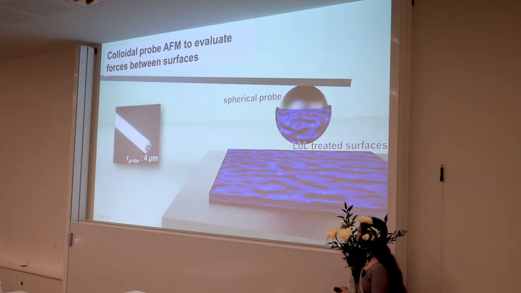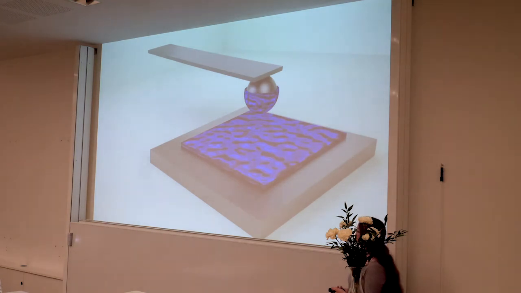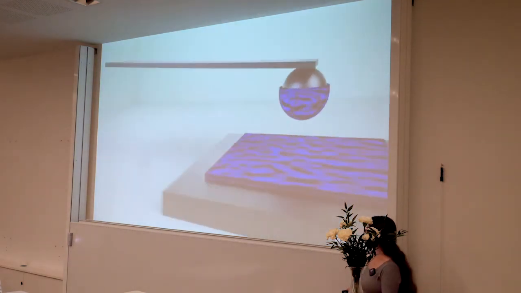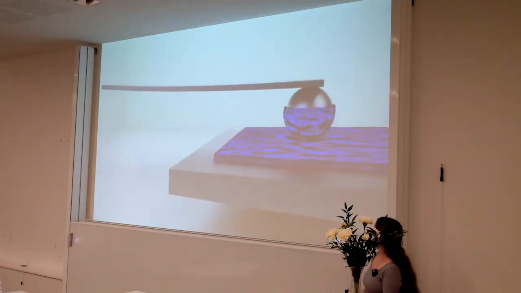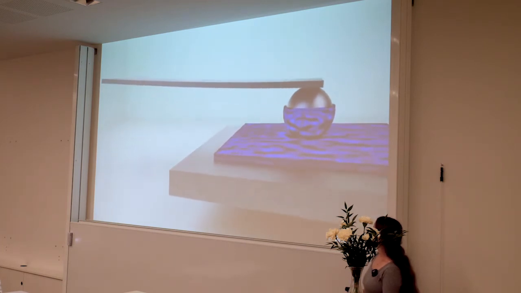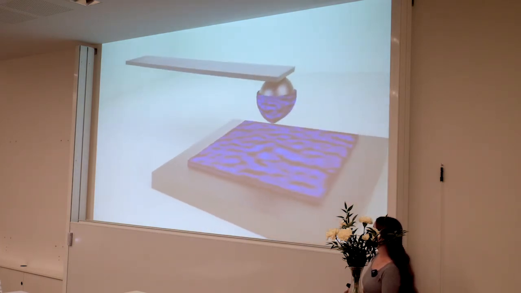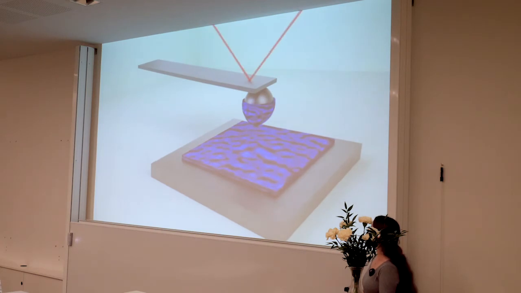And then, as mentioned, we looked at the adhesion between LBL-treated surfaces, but the technique could, of course, be used to study the interaction between other types of surfaces as well. This is a short animation illustrating how a measurement is performed. The two surfaces are brought into contact, and then they are pulled apart. And as you can see, the cantilever bends as a result of this interaction.